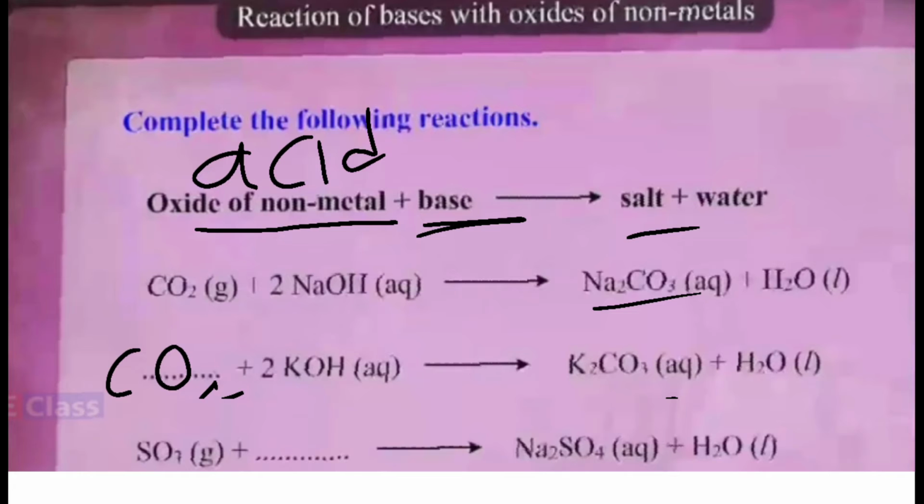For example, now you have here SO4. So you are going to take here sulfur trioxide, right? And what will be the name of the base? Here Na is there, so it will be what base? Yes, it will be NaOH. But it is Na2, so you will have two molecules. So SO3 plus 2 NaOH gives you Na2SO4 plus H2O. Clear?